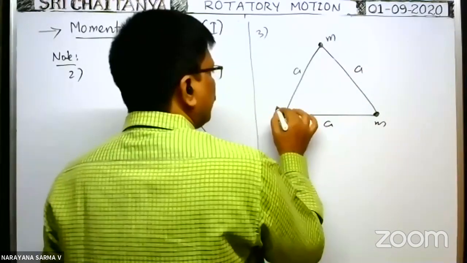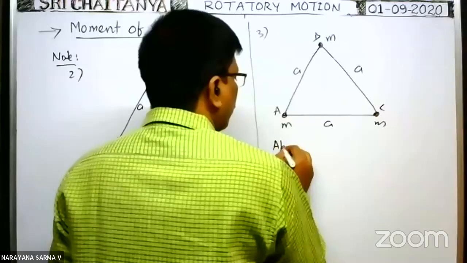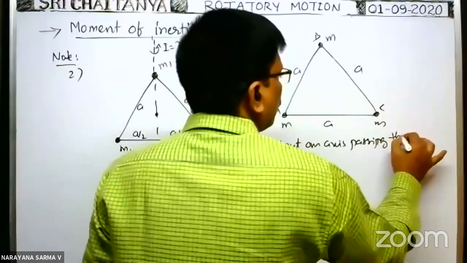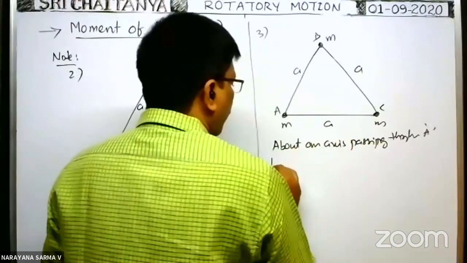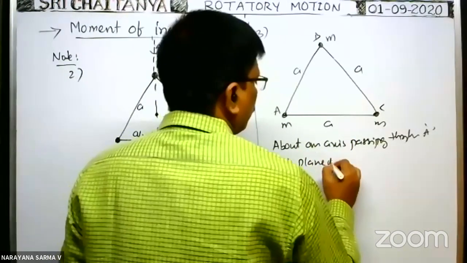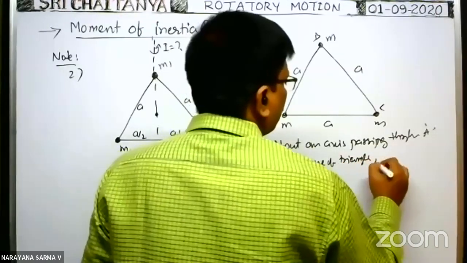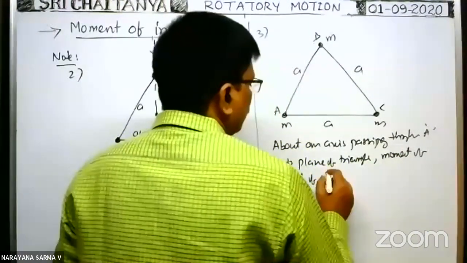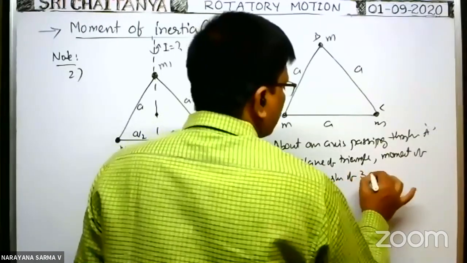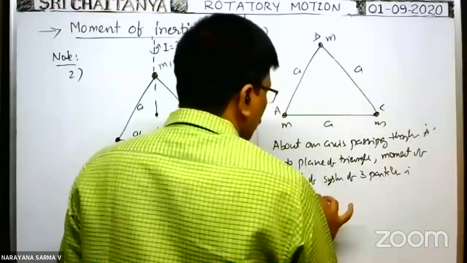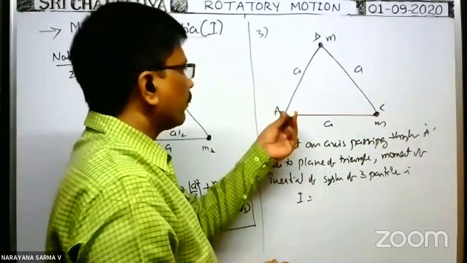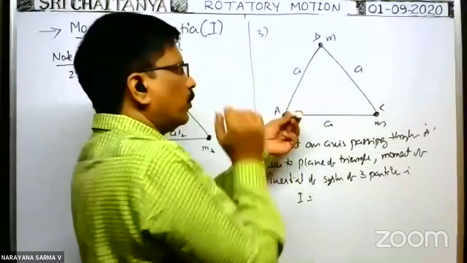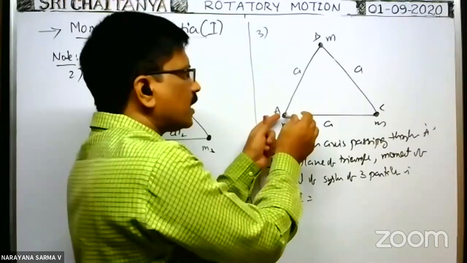Then it is point A, it is point B, it is point C. About an axis passing through point A, perpendicular to plane of the triangle, the moment of inertia of the system of three particles is I equal to, okay, about an axis passing through one of the corners and perpendicular to the plane of the triangle. The triangle lies within the plane of the board. Perpendicular to the plane of the triangle or plane of the board, passing through this point A. What is the moment of inertia?